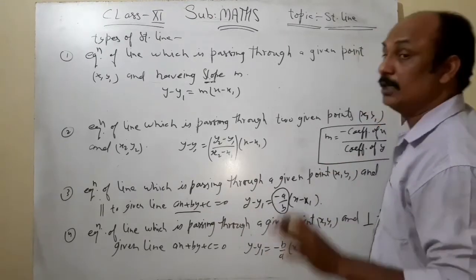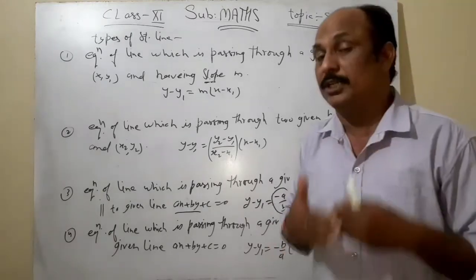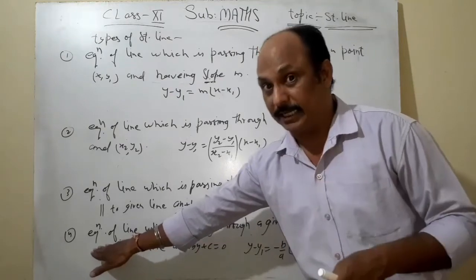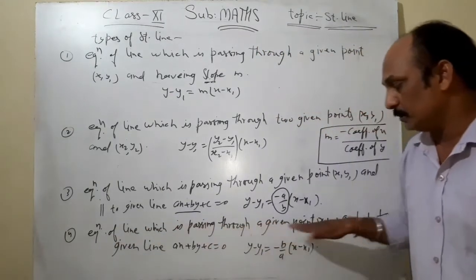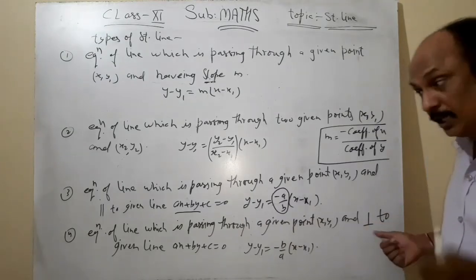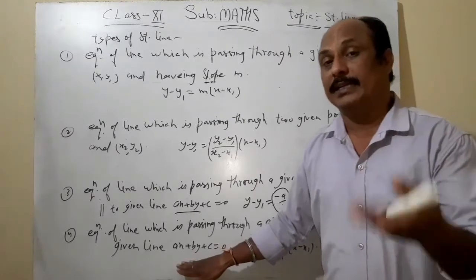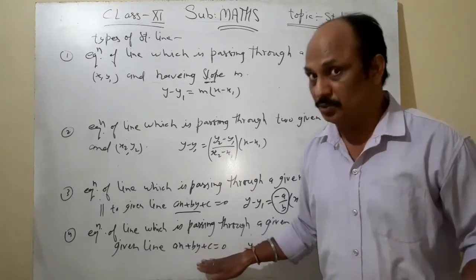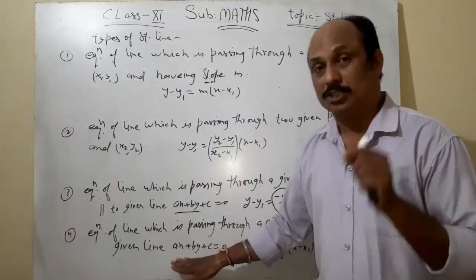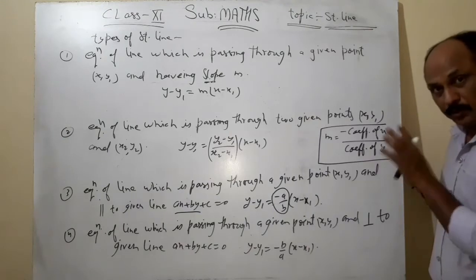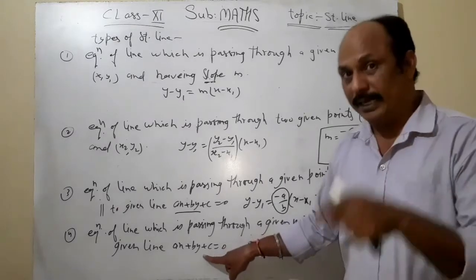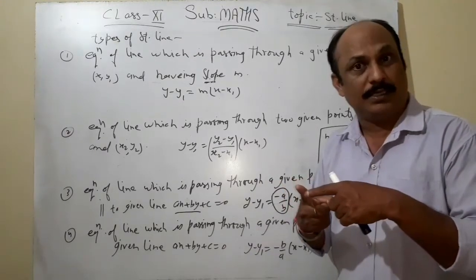Is that clear beta? Same as, our next condition is, if we want to find an equation of a straight line which is passing through a given point x1 y1 and perpendicular to any given line ax plus by plus c is equal to 0. Now, first of all, we should find the slope of this line by this formula. Okay? According to given condition, this line and required line are perpendicular to each other.